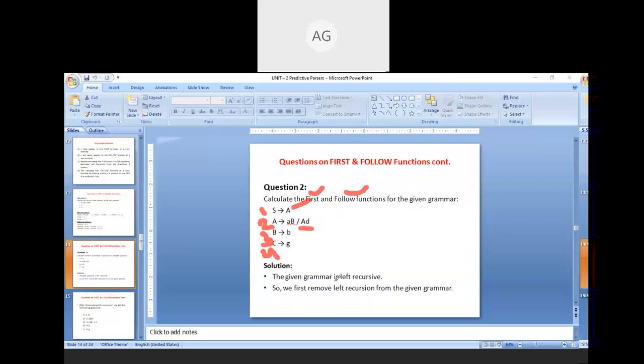So the given grammar is left recursive. So we first remove the left recursion from the given grammar. So just write this grammar on your copy first, because in the next slide we just need to eliminate this left recursion. So you can also try in your copy how you can eliminate the left recursion from this grammar. So I am moving to the next slide.